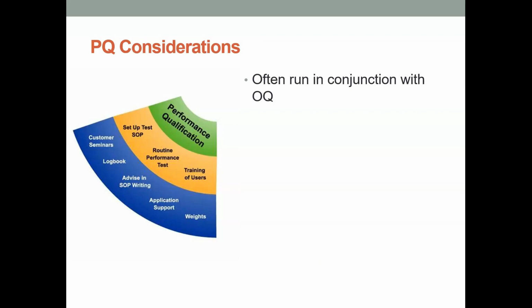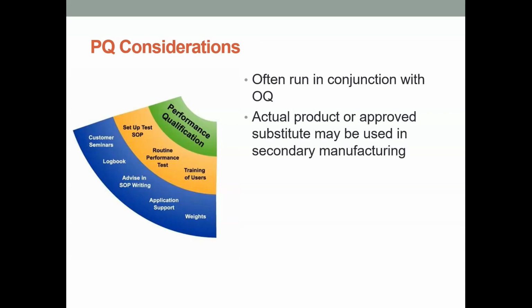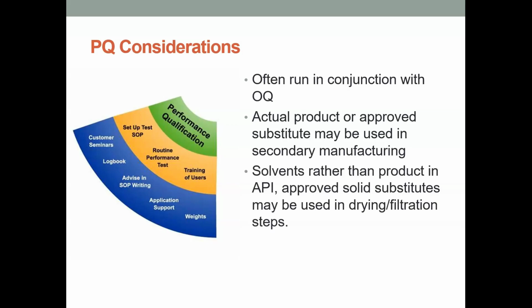PQ is often run in conjunction with OQ because there can be a bit of an overlap between them. The actual product or an approved substitute may be used in secondary manufacturing. Solvents rather than the product in API, approved solid substitutes may be used in dry filtration steps as well. Water for injection in biopharma can be used for the liquid stages.